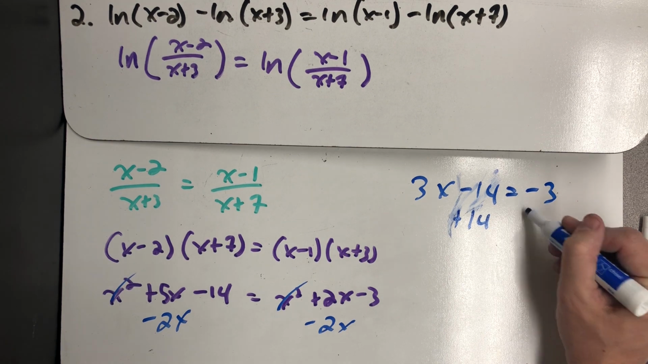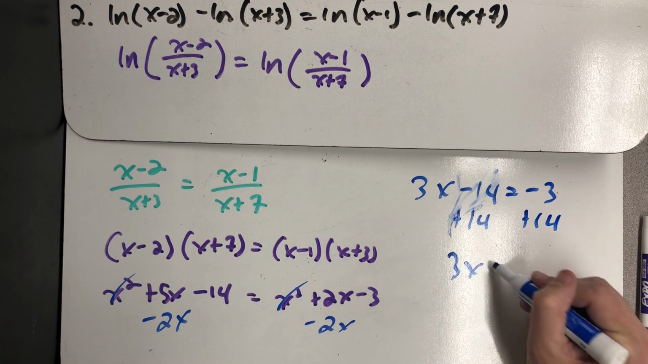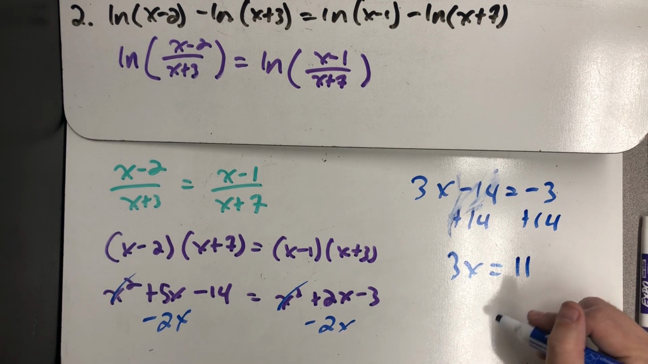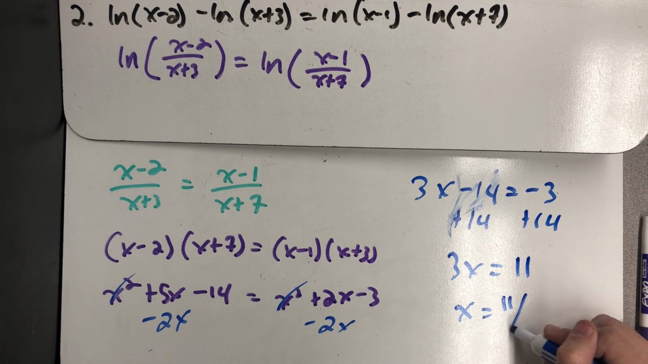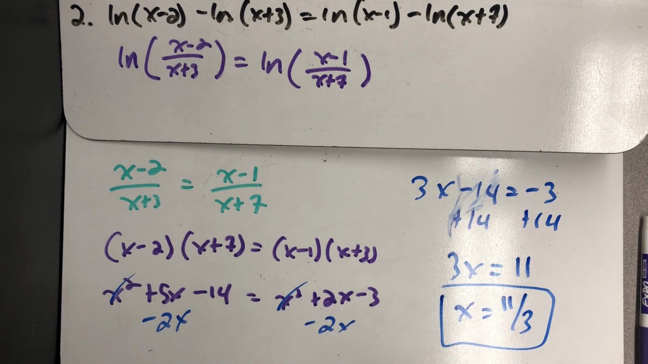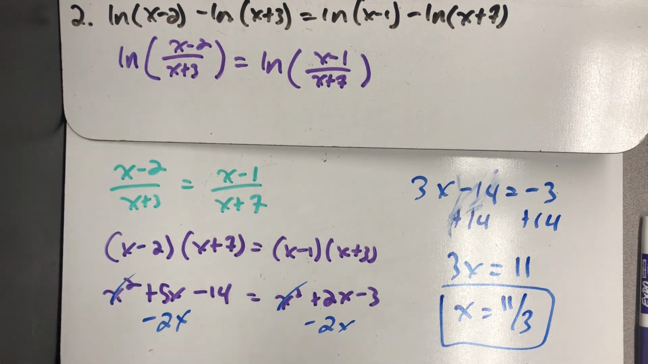I add 14 to both sides. 3x is equal to 11. And so x is equal to 11 over 3. Well, 11 thirds minus 2 is positive. 11 thirds plus 3 is positive. 11 thirds minus 1 is positive.